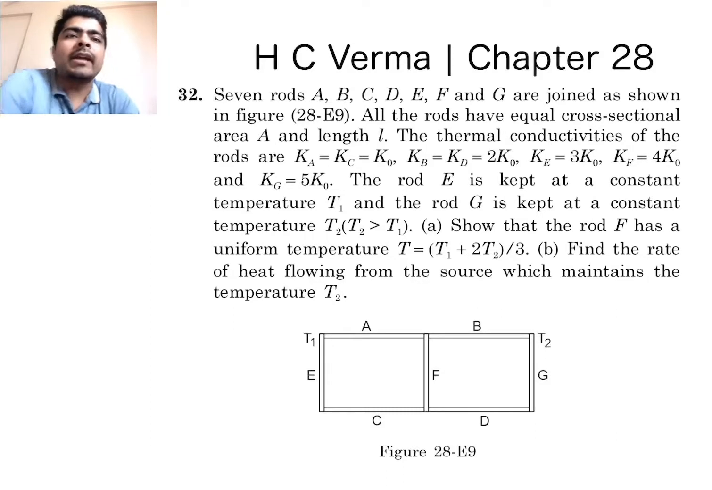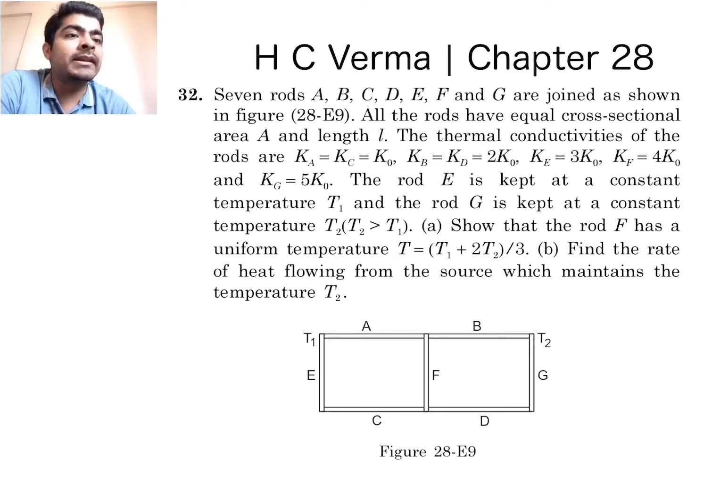Alright, we are looking at question number 32 from chapter number 28 of HC Verma. Seven rods A, B, C, D, E, F and G are joined as shown in the figure. All the rods have equal cross-sectional area A and length L. So here you can see there are multiple rods in this circuit, you could say thermal circuit.